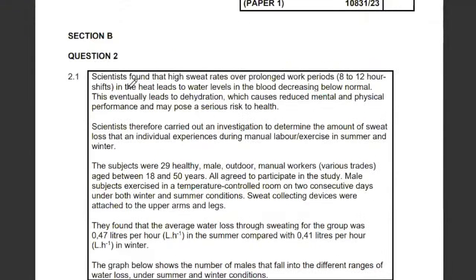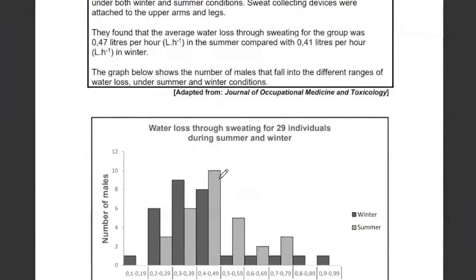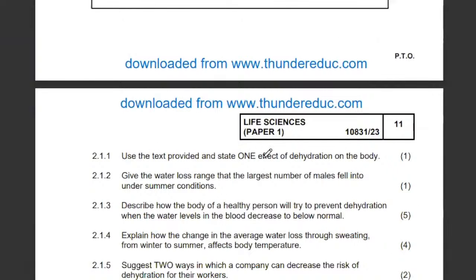So basically what I found here is that the scientists found a high sweat rate over prolonged work periods, meaning long work hours, so the workers tend to sweat and lose water to the environment. The scientists had to do an experiment to find out how much water is lost in summer and how much in winter. The question says: use the text and state one effect of dehydration of the body.